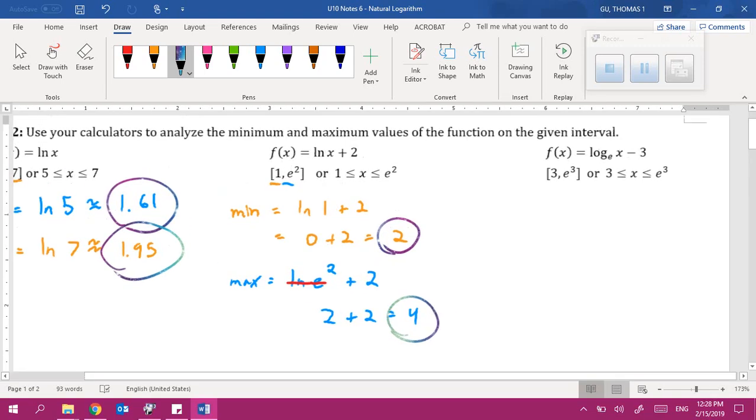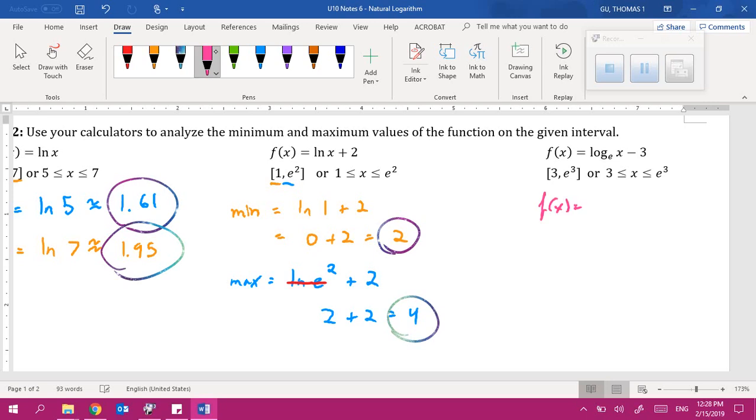And let's take a look at the very last question over here. F of x equals log base e of x minus 3. It looks a little different, but we have to recognize, this is where they want you to see if you understand. Log base e of x is the same as what? ln of x, that's right. So this is actually f of x equals ln of x minus 3.